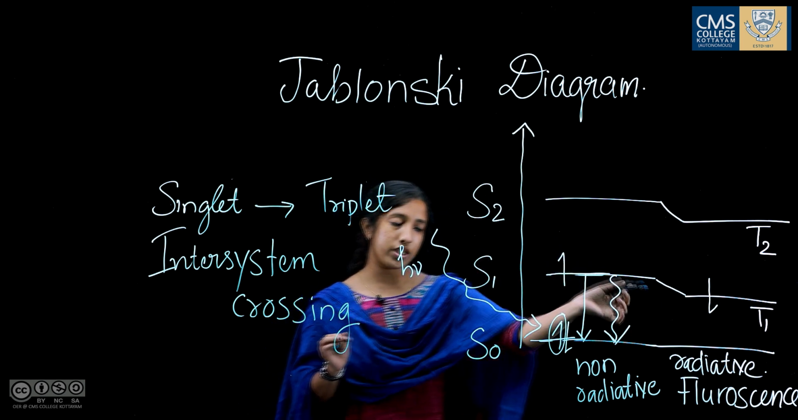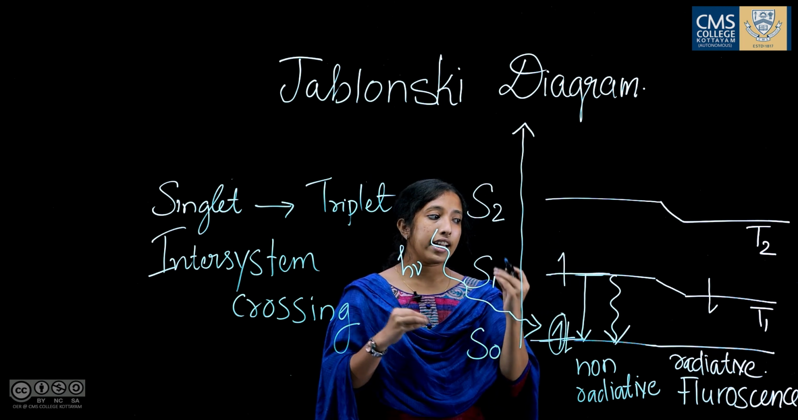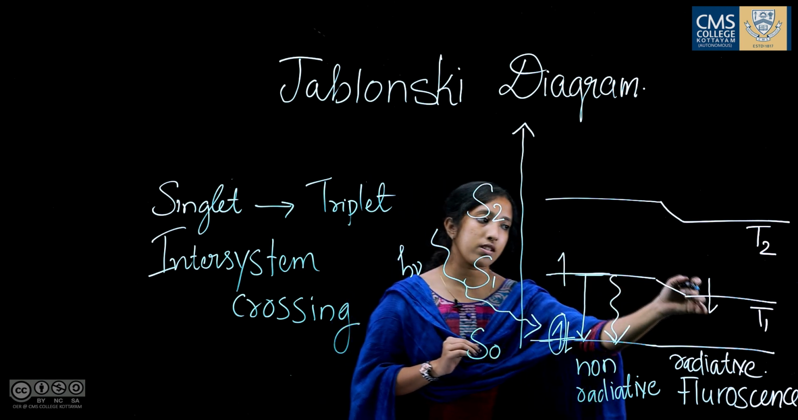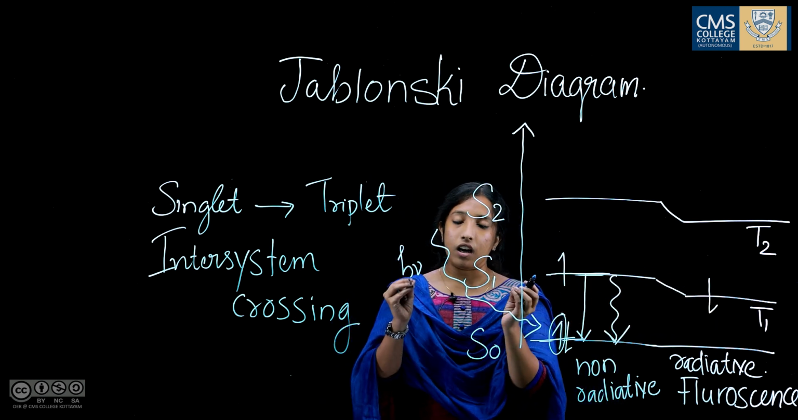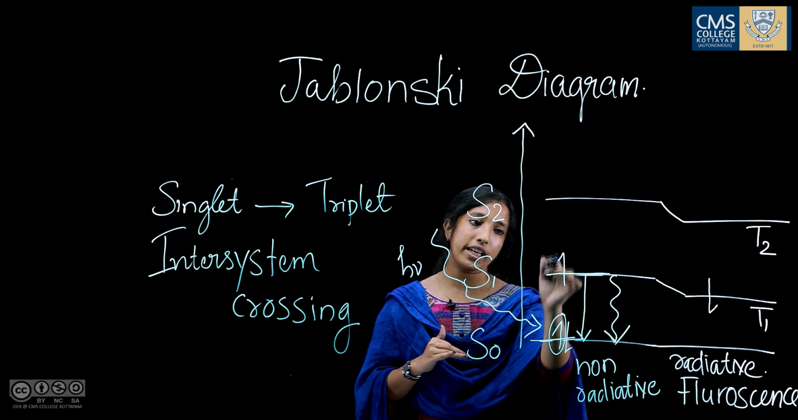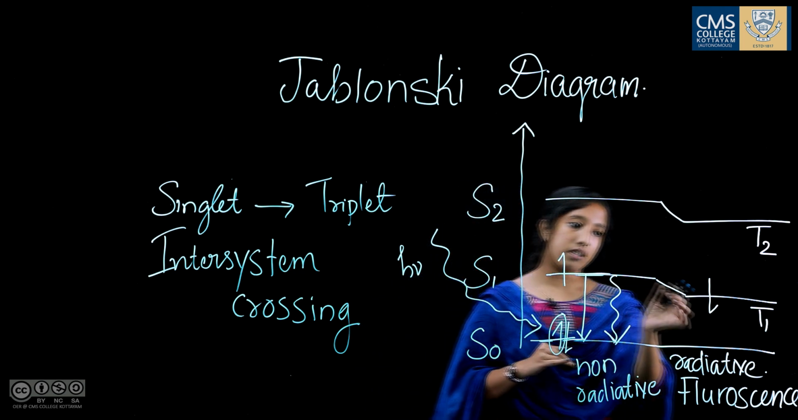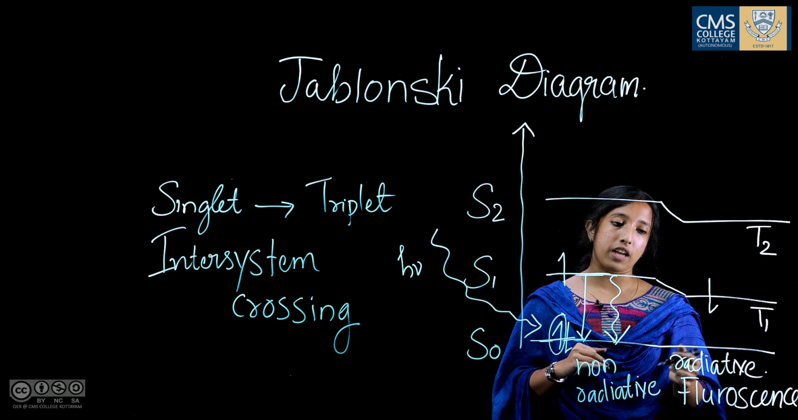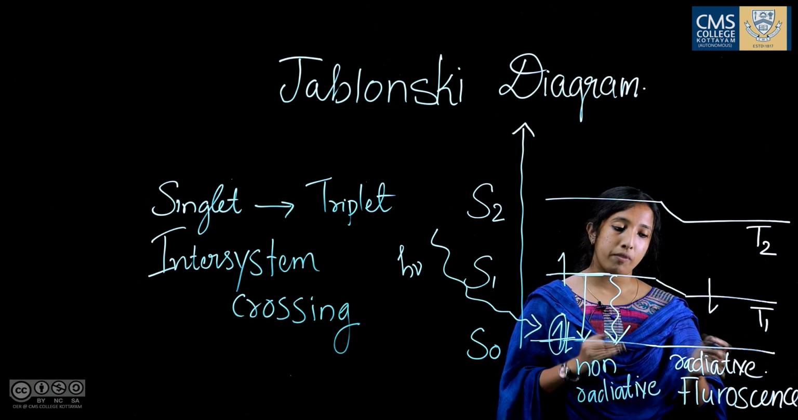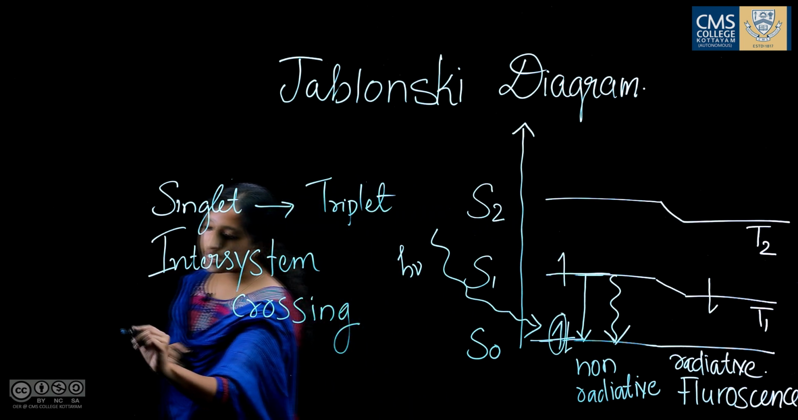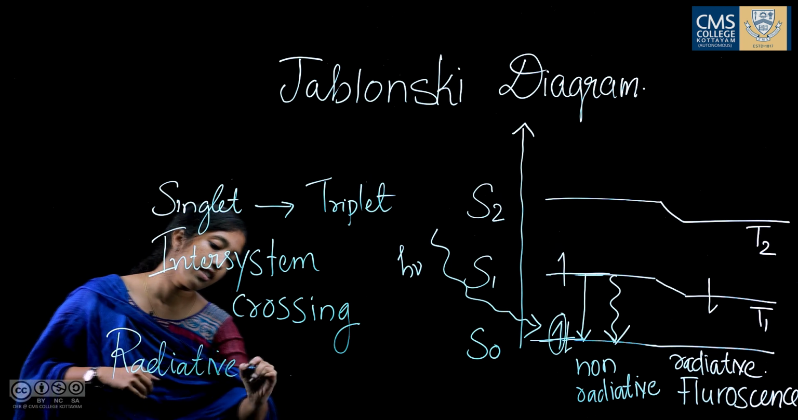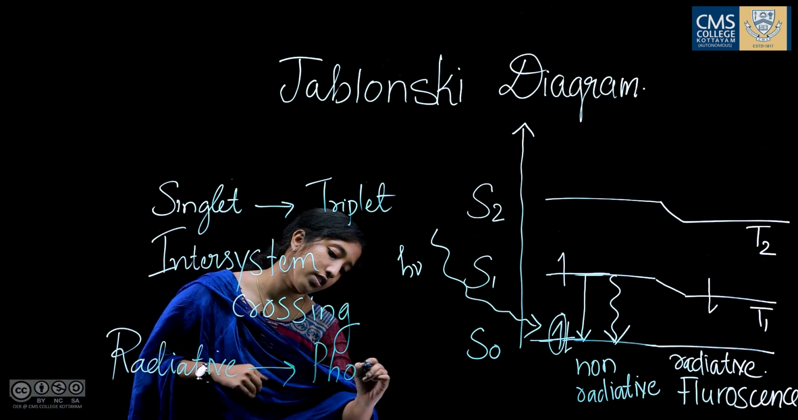When compared to S1 and T1, we said that T1 is highly stable, comparatively stable when compared to S1. So, in this process the electron will occupy the triplet state for a comparatively larger amount of time compared to the S1 state. After a short span of time, the electron can come down in the form of a radiative process or in the form of a non-radiative process. If it is a radiative process, it is called phosphorescence.